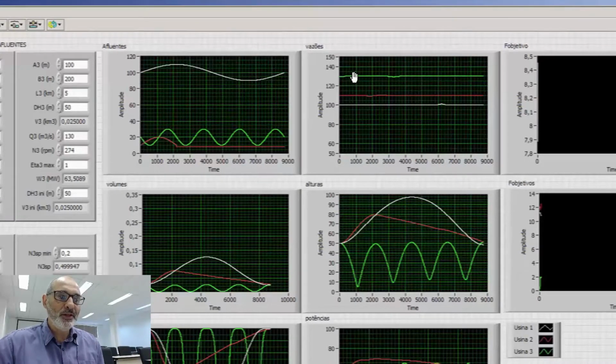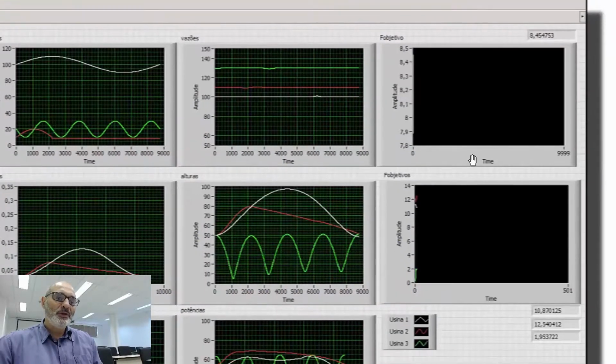So we make a random variation here. If it enhances the objective, we're going to keep that. If not, we discard. And we're going to see the results here. So this graph down here is where you're going to see the individual objective functions. And this graph here is the total objective function, the sum of these three.